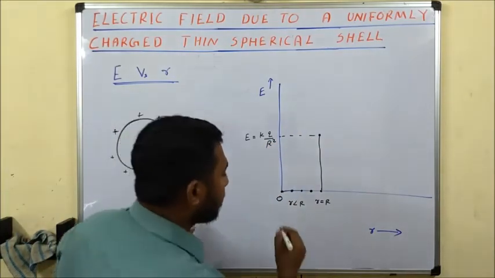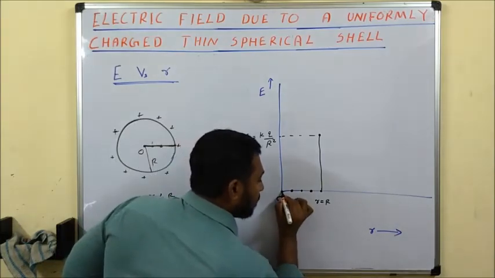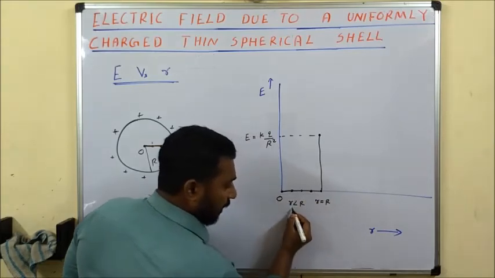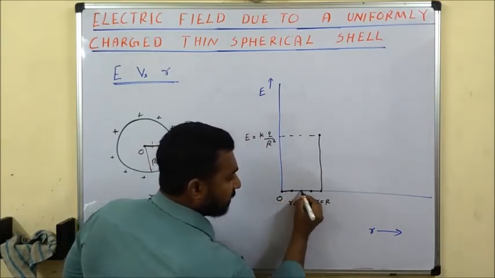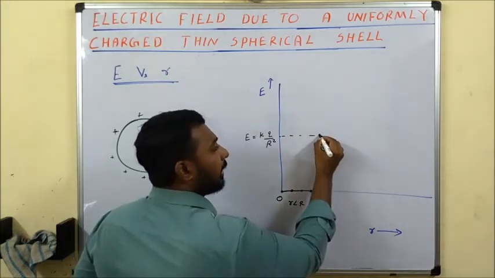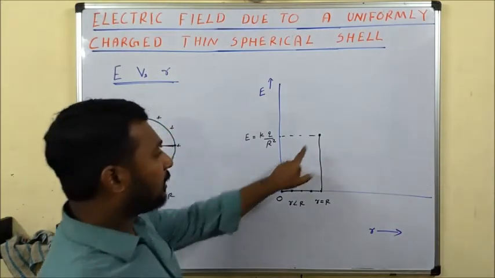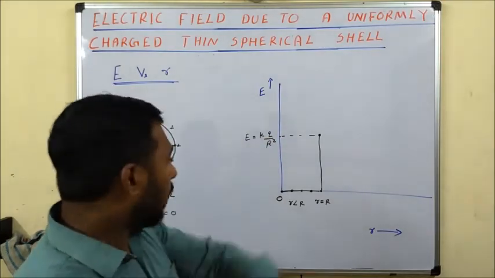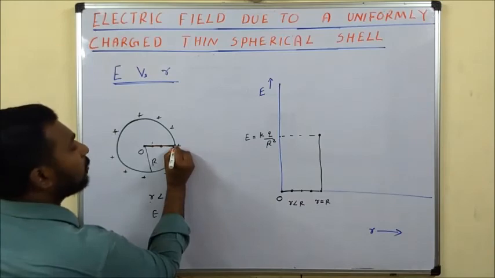Now see the graph, the shape of the graph, it starts from 0. Whenever r is less than R, electric field is 0. But when r becomes capital R, the electric field suddenly increases. And what is its value? It's KQ by capital R square. Got it? Okay.